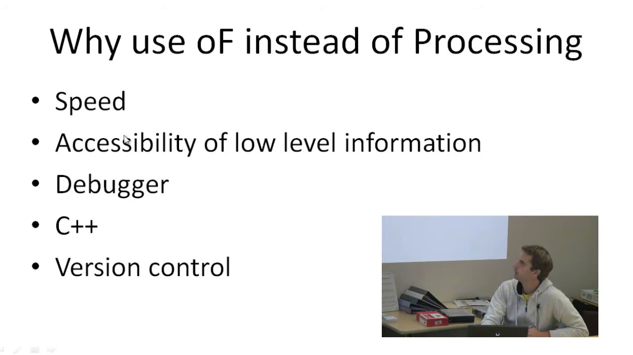But if you need the raw speed, if you're doing a lot of computer vision processing, a lot of high-def, high quality graphics, you're going to eventually hit a roadblock in Processing, and then it's time to move to openFrameworks. You get accessibility of low-level information. Pointers are a real pain to work with, but they actually allow us to do some really clever stuff interacting with hardware, because we can basically write straight into the memory of the hardware, which we could not otherwise do.